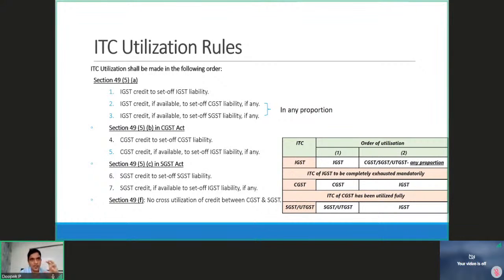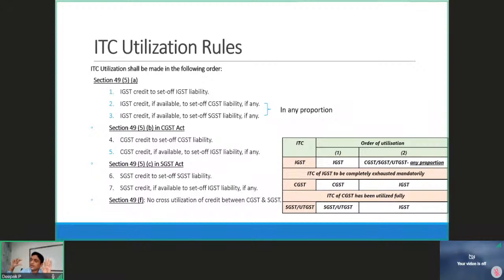Just imagine this. Instead of putting numbers, if you imagine this, then the numbers become easier. IGST, I have a credit of 100 rupees. Liability, I have 40 rupees, IGST liability of 40 rupees. From the 100 credit, 40 you will utilize for this payment of IGST liability of 40. Balance 60 rupees is the credit still available in my IGST credit ledger.